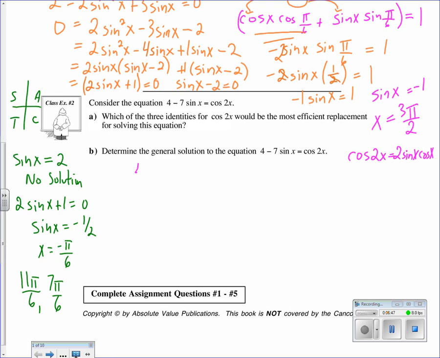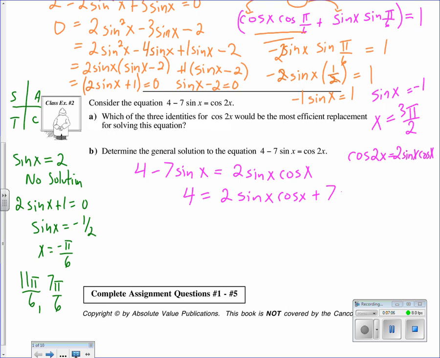So 4 minus 7 sine x is equal to 2 sine x cos x. So now I'm going to leave the 4 on the left-hand side, and I'm going to move the sine x over.